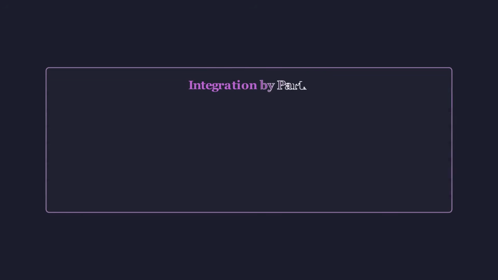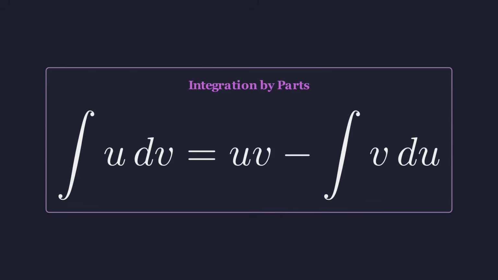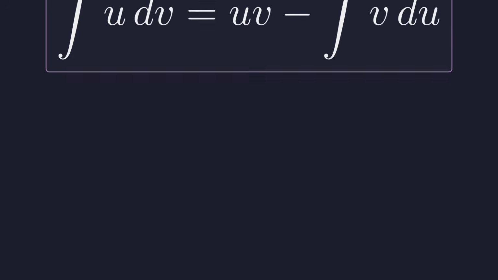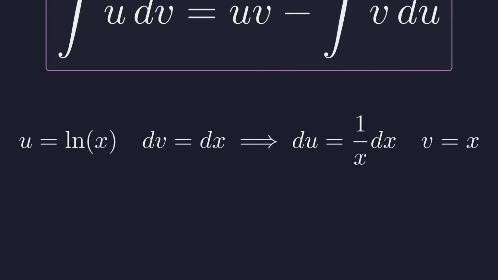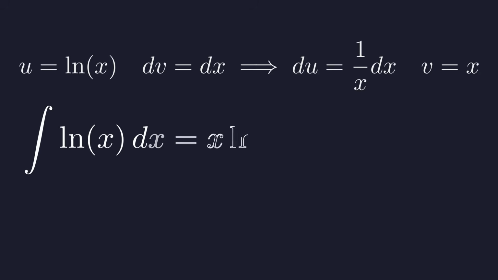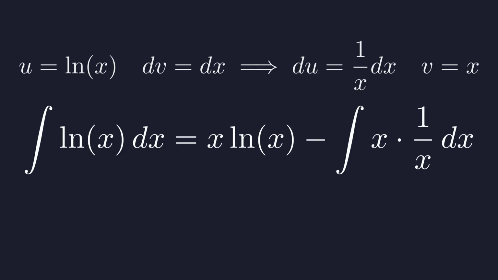We use integration by parts, a standard move for products inside an integral. We choose u as natural log of x and dv as dx. Then du is 1 over x dx, and v is x. Substitute into the formula u times v minus the integral of v times du. Inside, x times 1 over x is 1.